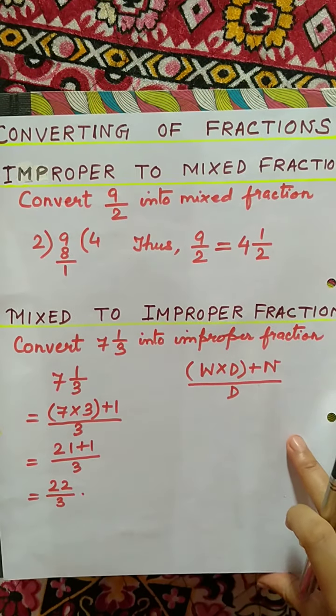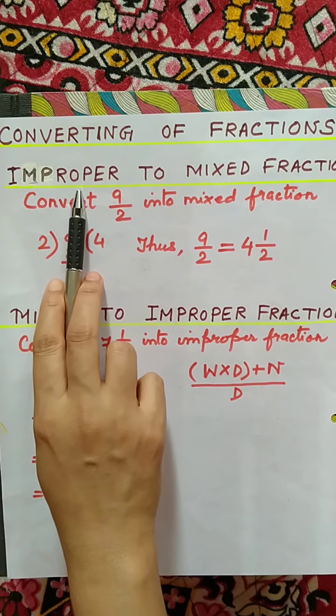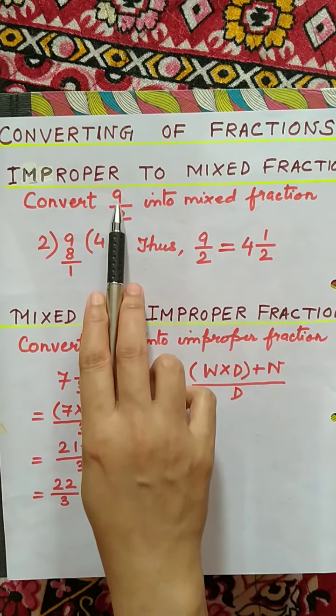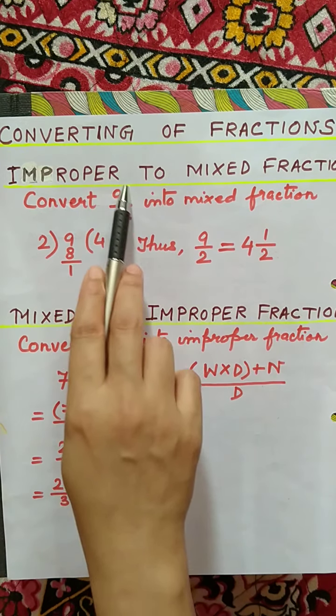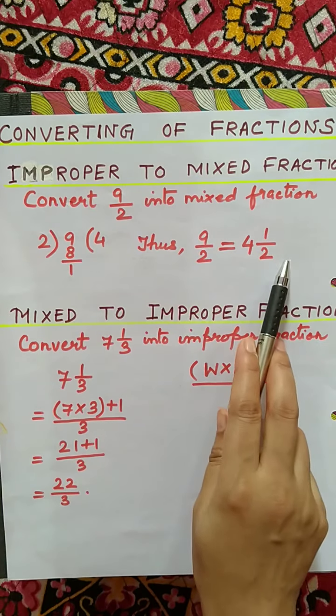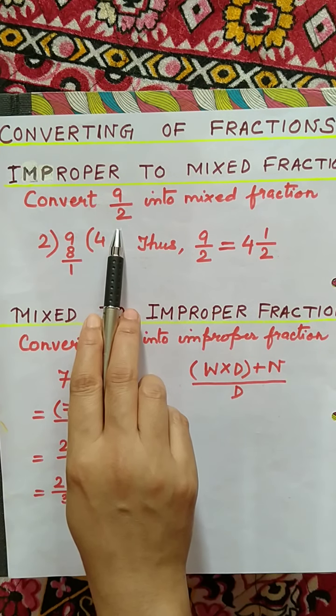Let us learn converting of fractions. Now we know the two types of fractions, improper fraction and mixed fraction. Improper fraction is where the numerator is greater. Now how do we convert this improper fraction into a mixed fraction? We divide with the denominator.